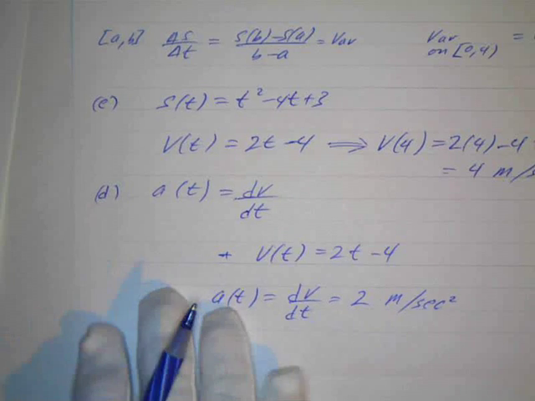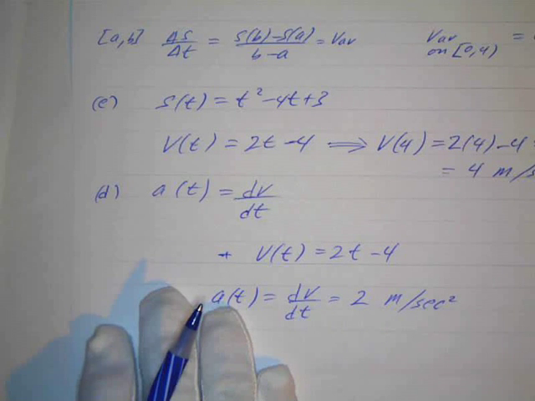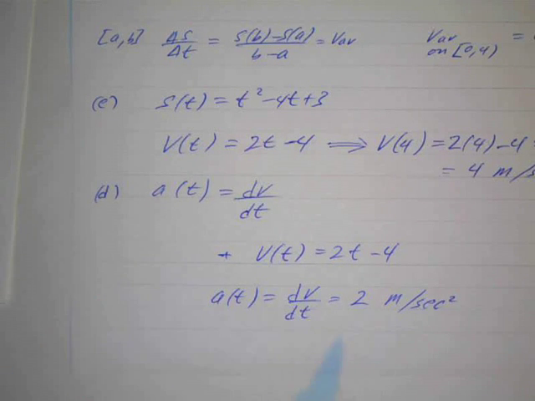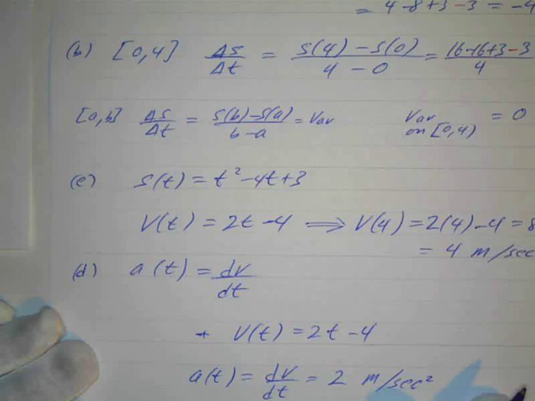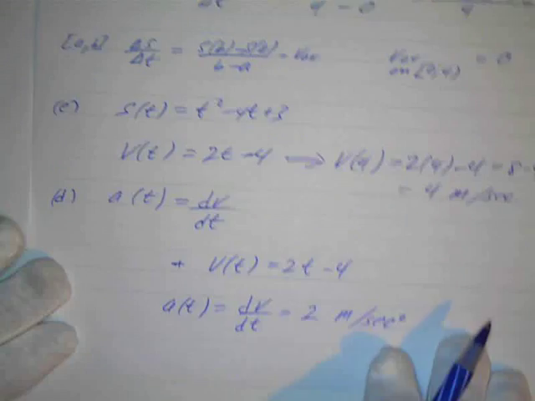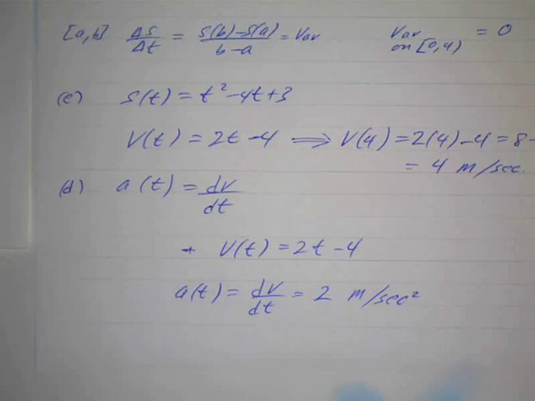So you see we can find the displacement, the average velocity, the instantaneous velocity, and the instantaneous acceleration. And it's always 2, no matter what. All right, so there's 4 pretty good questions. We'll continue this.